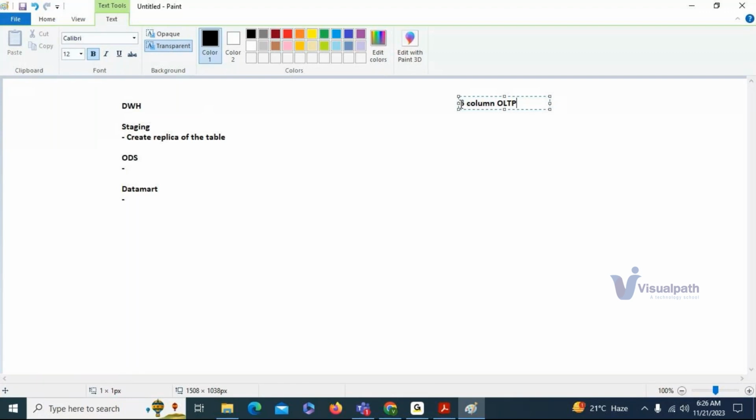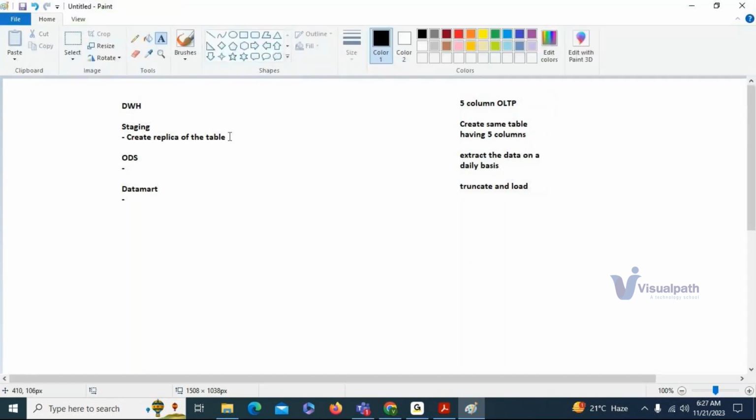You are going to generate the transaction information continuously. You are buying something, you are doing a bank transaction, all these are OLTP systems. Let's say in a particular table there are 5 columns. In the staging area, you are going to create the same table having 5 columns, and you are going to extract the data on a daily basis, and you will do a truncate and load. That is what you are going to do in the stage.